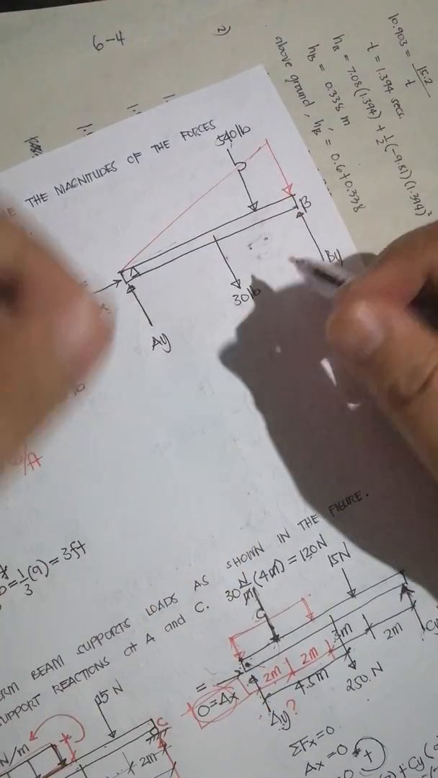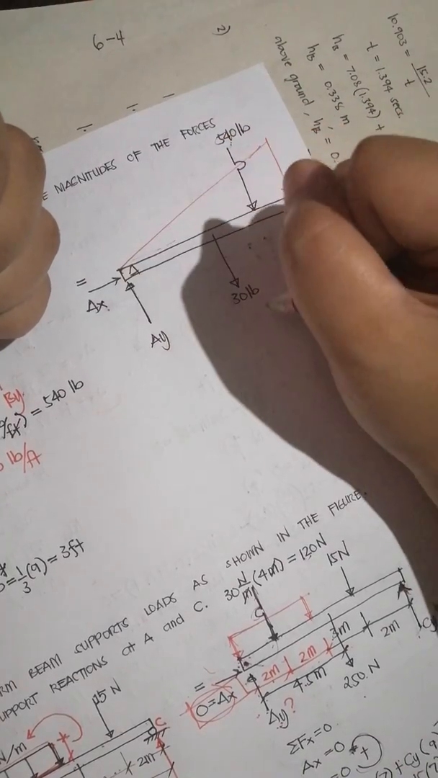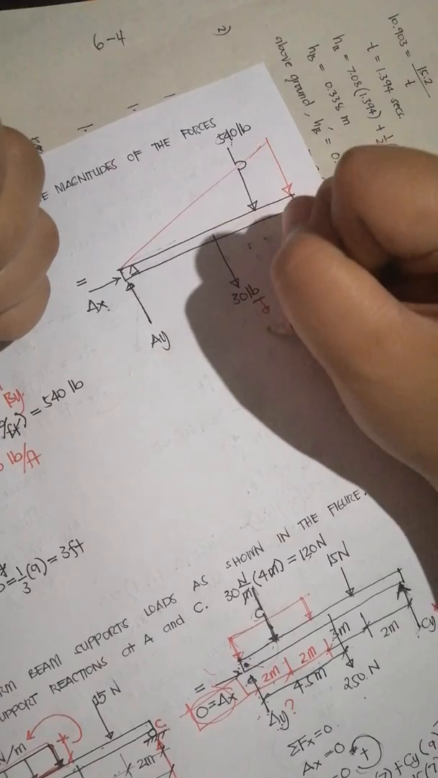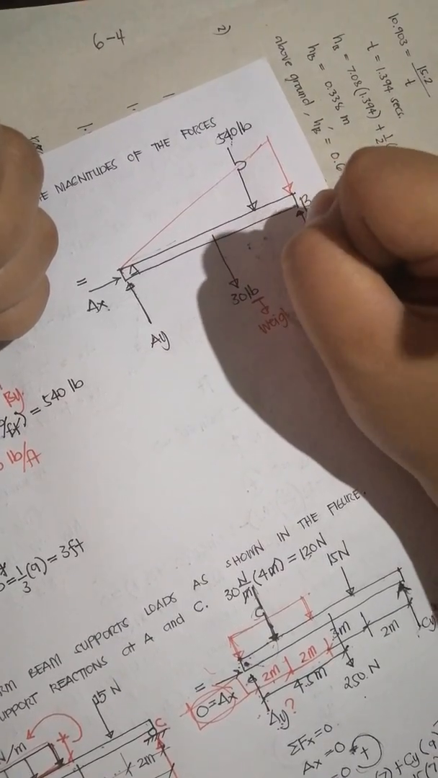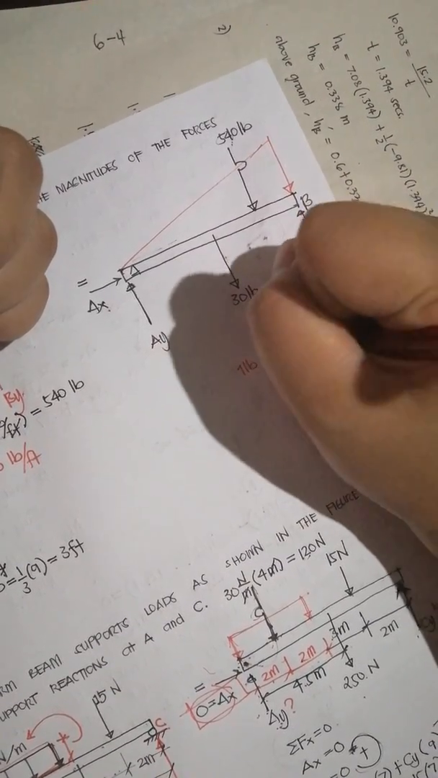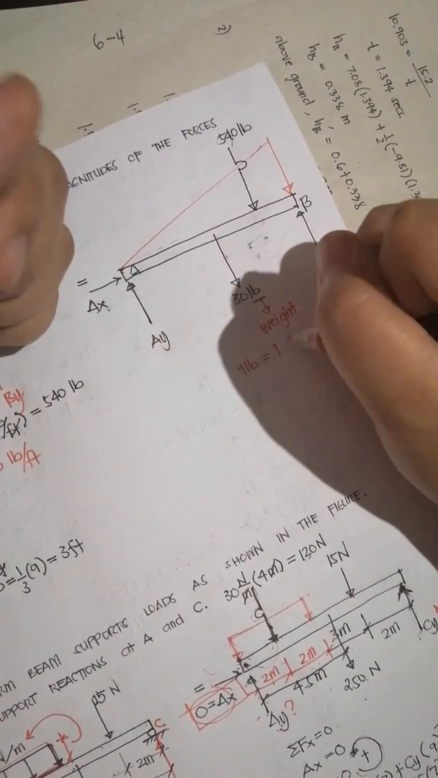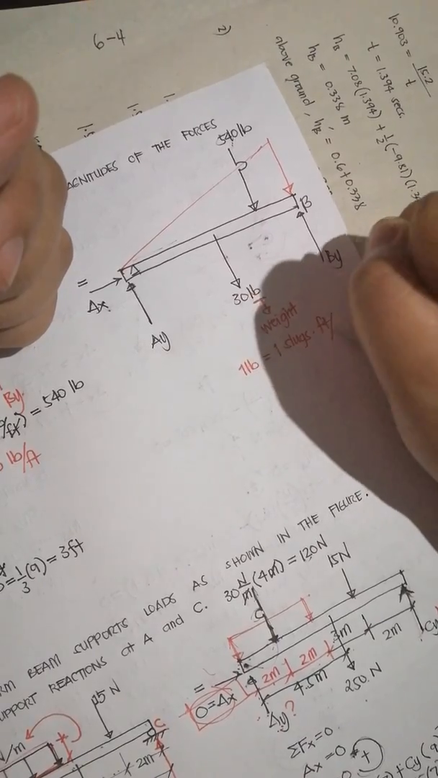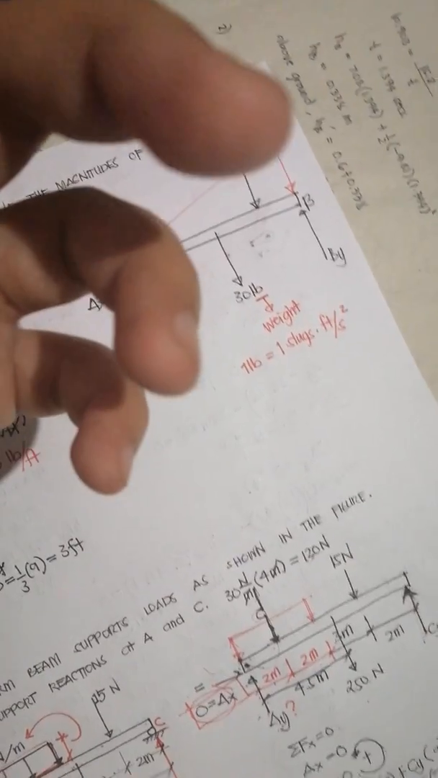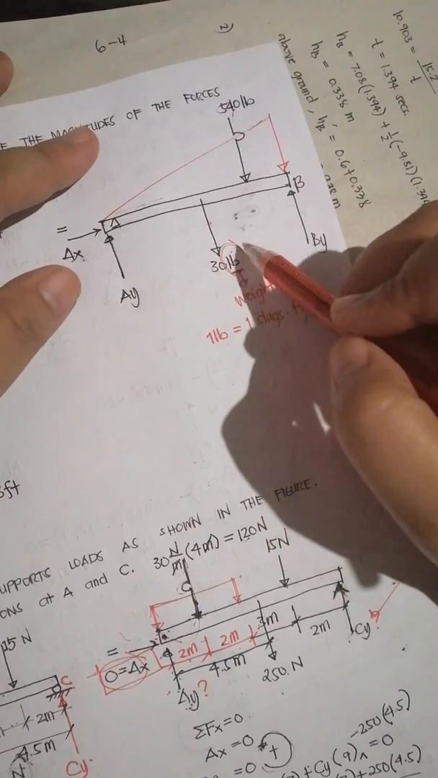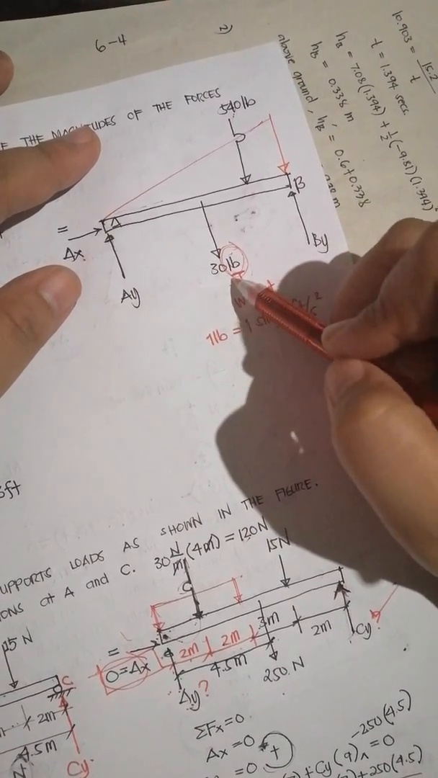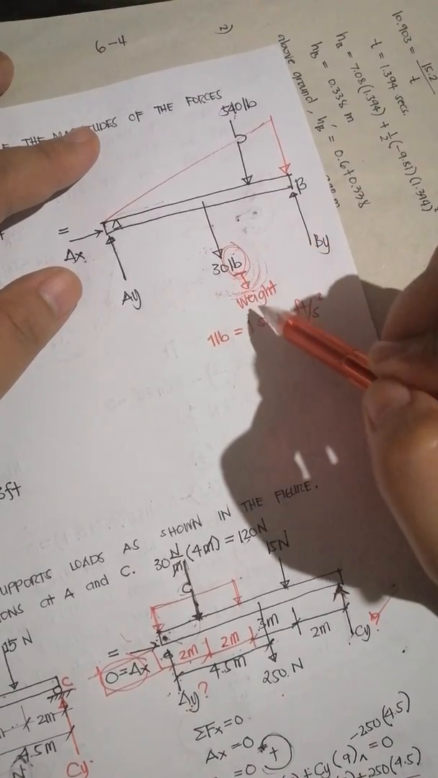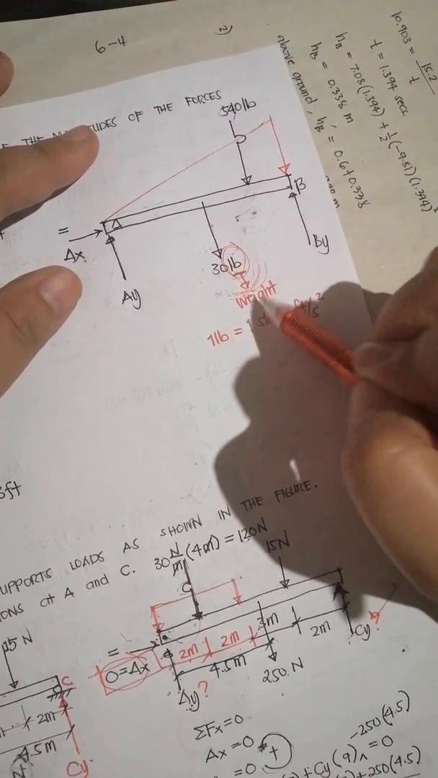Okay. So the weight in pounds is already a unit of weight. One pound is equal to one slug-foot per second squared. So we no longer have to multiply this by gravitational acceleration, because this is already the weight. It's not mass, it's already weight.